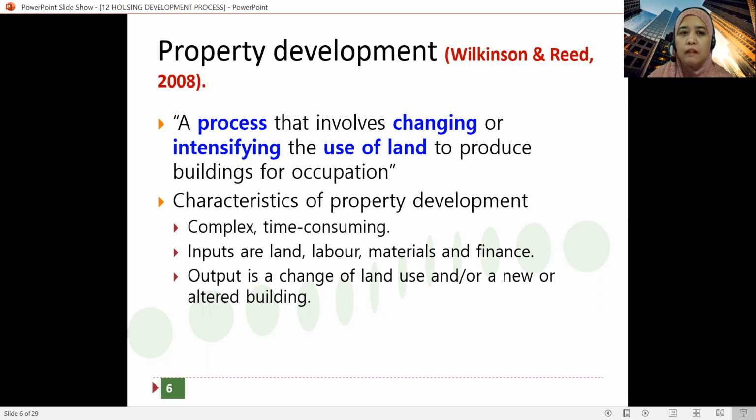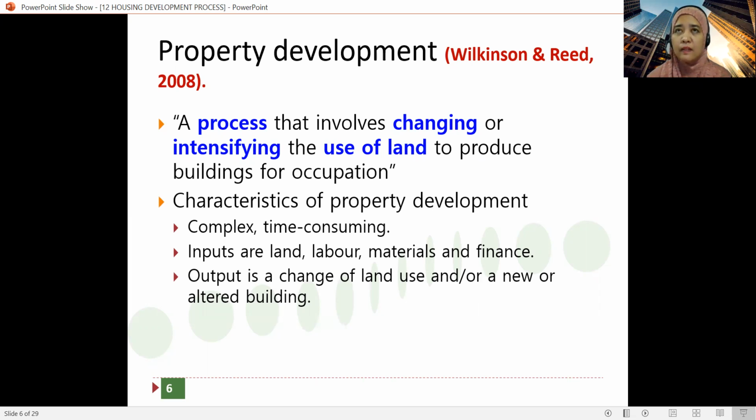Output of property development is change of land use. If you go to the first one, to changing the use of land, could be a change of land use, okay, and or a new or altered building. Then property development also can be done on existing development.